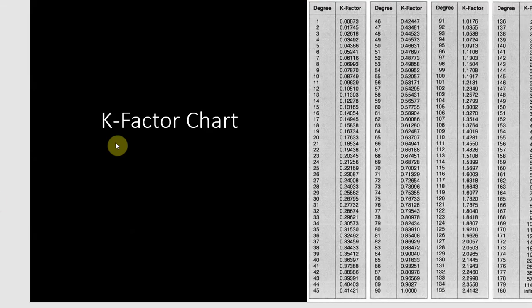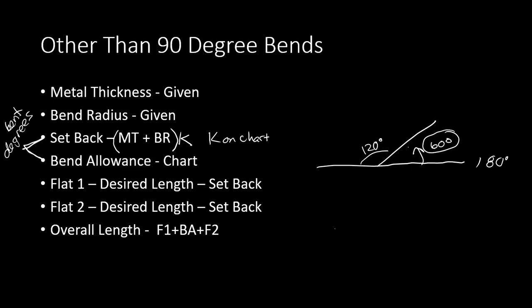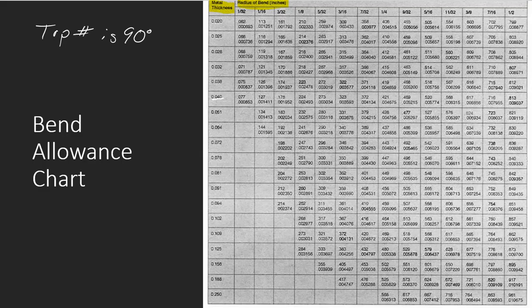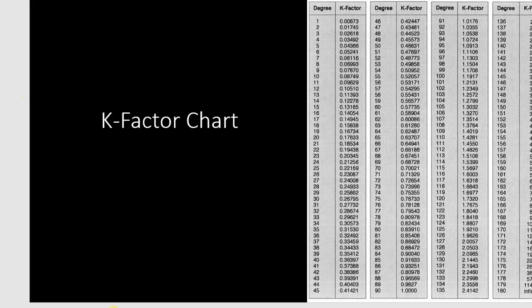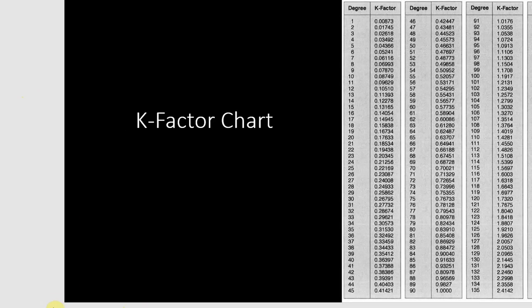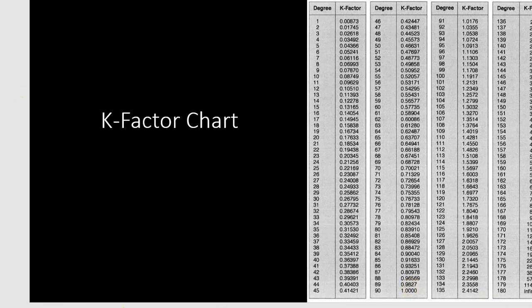The K-factor chart. You heard me talk about the K-factor in the end of the last video. So this is for your setback. So for setback, you're going to get your K factor times metal thickness plus bend radius.